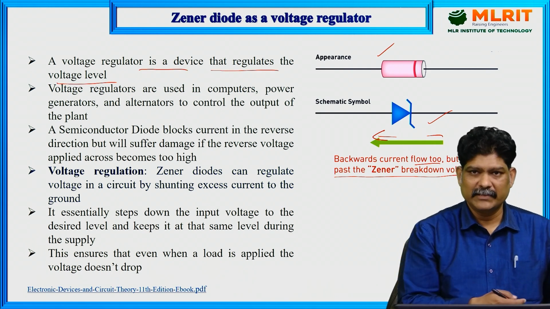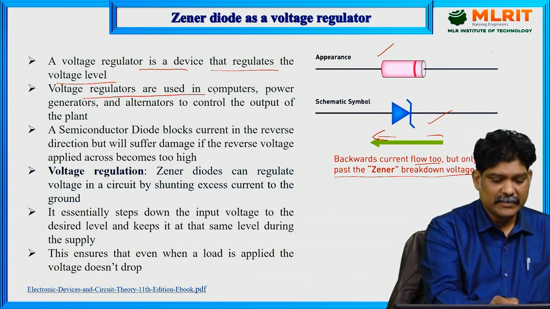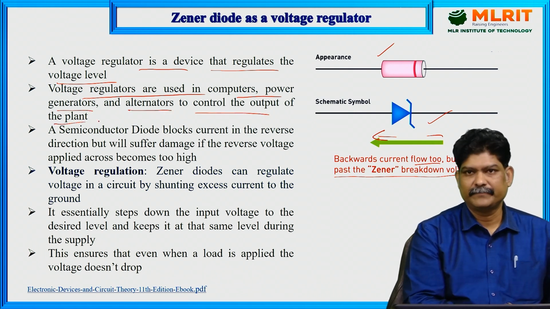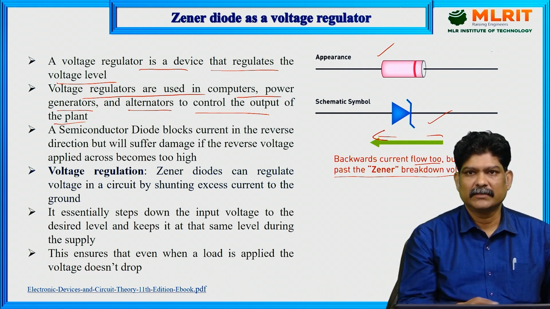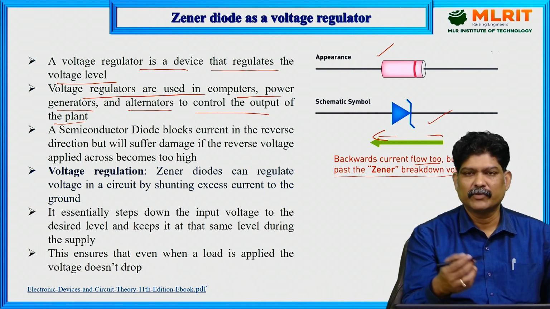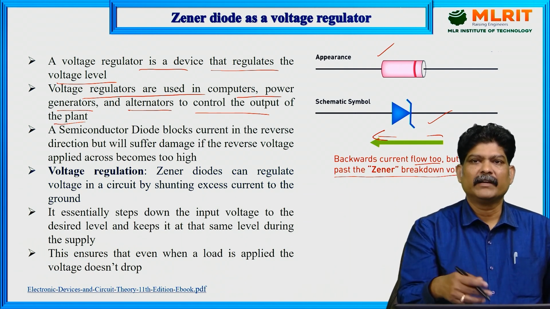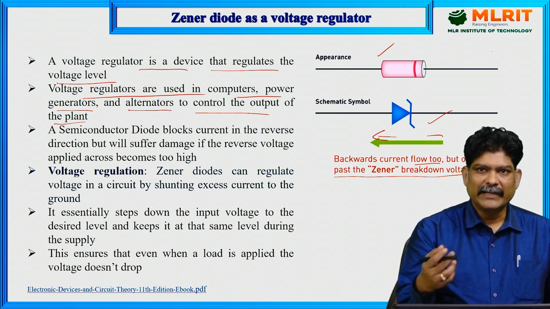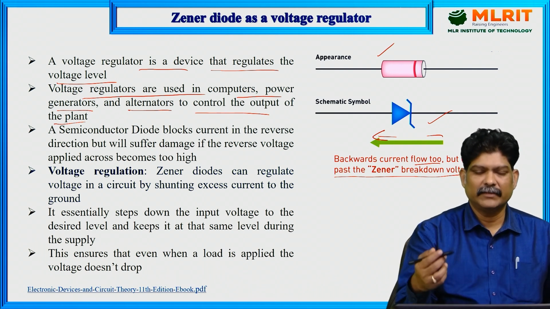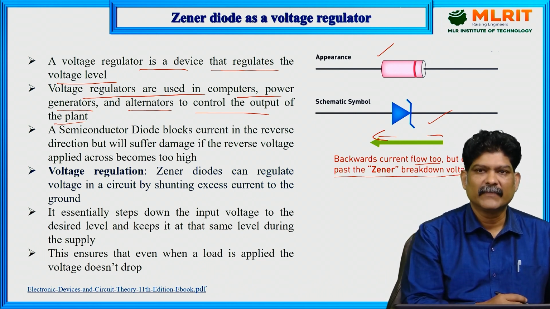What do you mean by voltage regulator? It maintains a constant voltage level. Voltage regulators are used in computers, power generators and alternators to control the output of the plant. Otherwise, if more voltage is generated from the input side and it crosses the threshold level, then obviously your output gadget or whatever the load is may get damaged. So in such a case, we have to maintain some constant voltage.